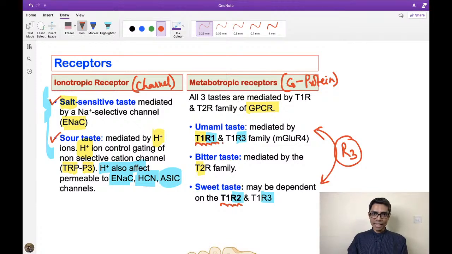receptor, which is a variety of metabotropic glutamate receptor. That's why I have used the word mGluR4: M for metabotropic, Glu for glutamate, and R4 type of metabotropic glutamate receptor, which is nothing but in the family of T1R1 and T1R3. And bitter taste is nothing but the T2R family of G protein coupled receptor. So these three are the details of the taste receptors which are present on the taste cell.